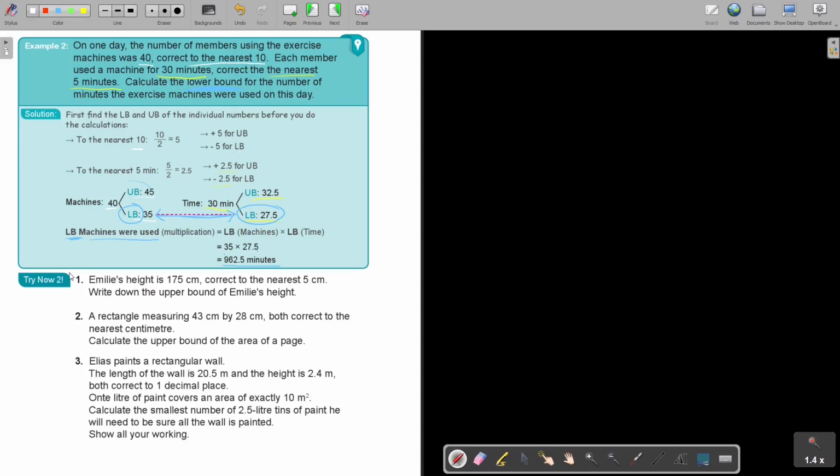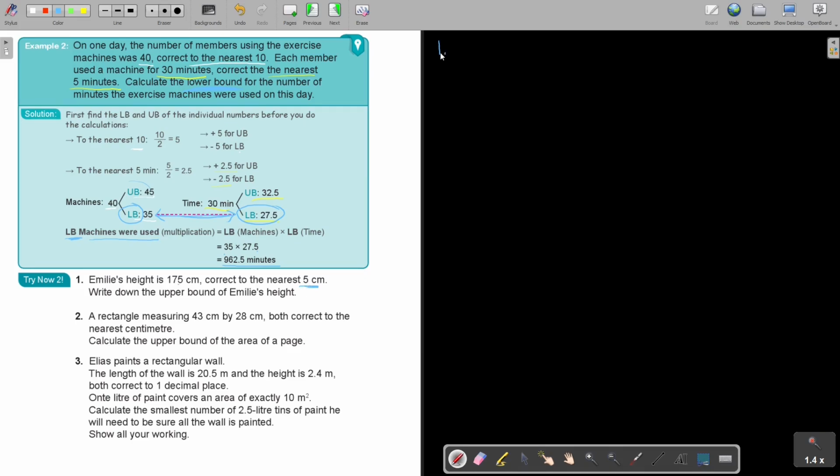Emily's height is, and this is a very plain one, it's just that you are not sometimes used to it. I showed it in this example: usually you are used to the nearest 1, the nearest 10, the nearest 100, the nearest 1,000, but it can be another number also. So Emily's height is 175, correct to the nearest 5.